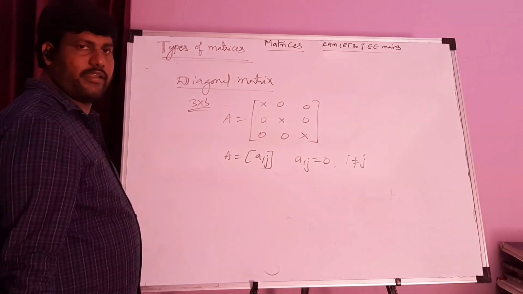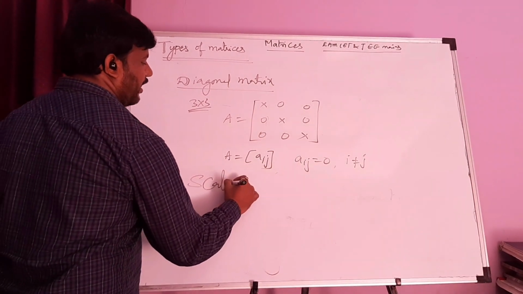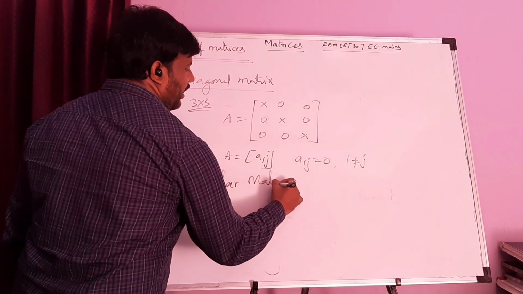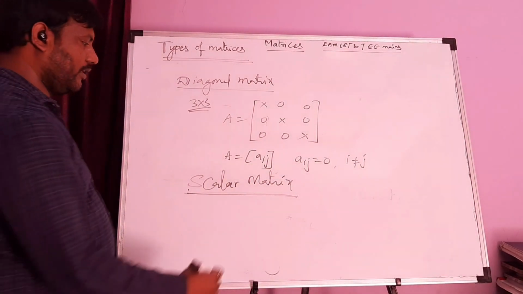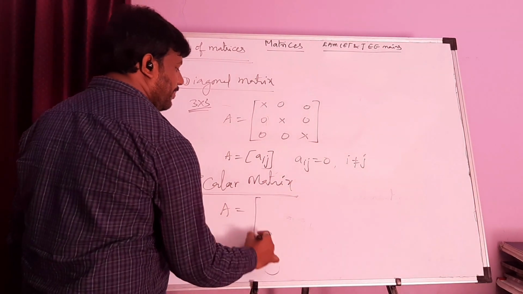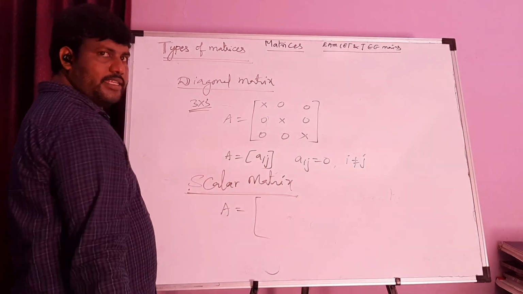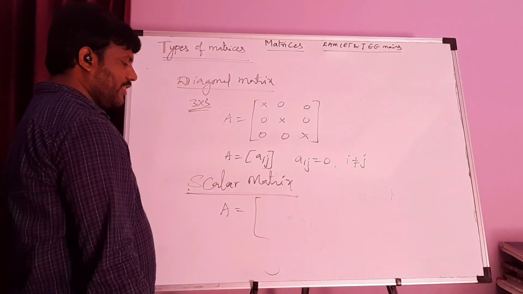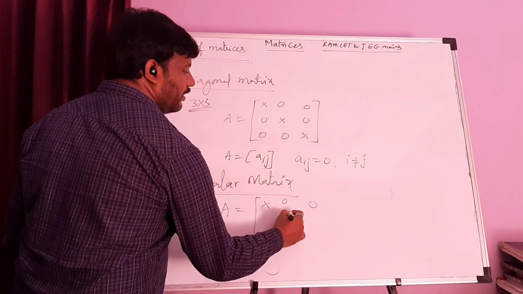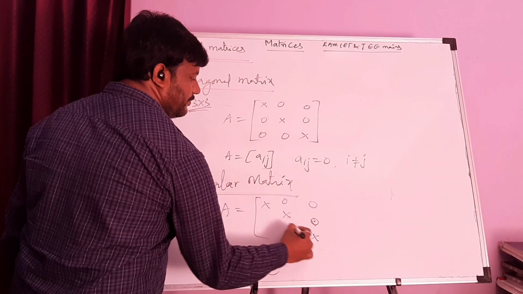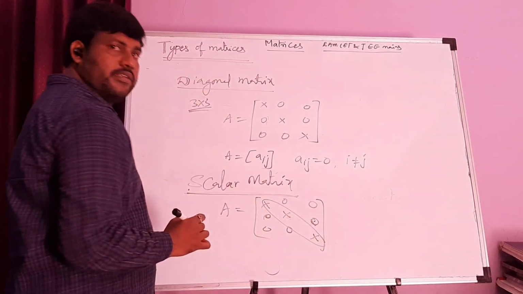Based on this diagonal matrix, we can define many more. One more very important matrix is the scalar matrix. A scalar matrix is a square matrix in which the principal diagonal elements are equal and the rest are zeros. The non-diagonal elements are 0, and the principal diagonal elements, whatever you have here, are equal.